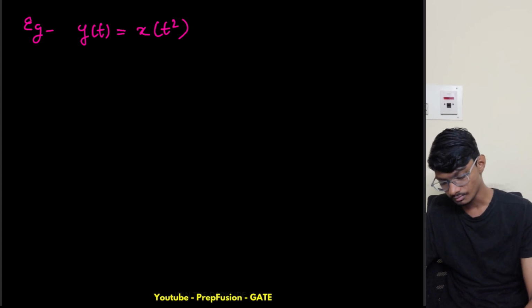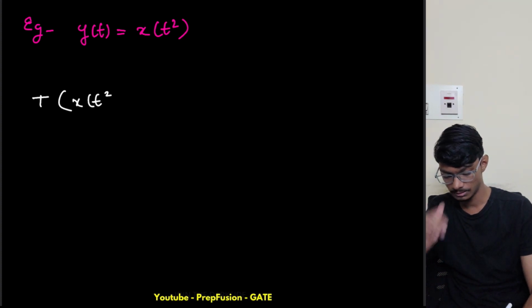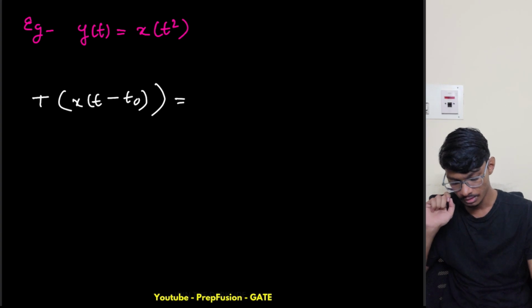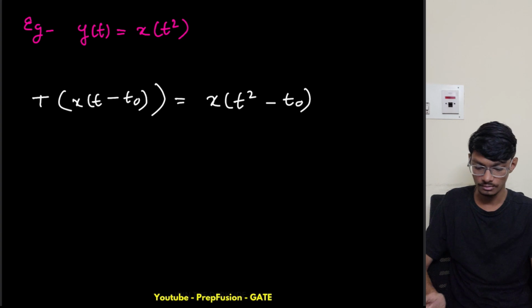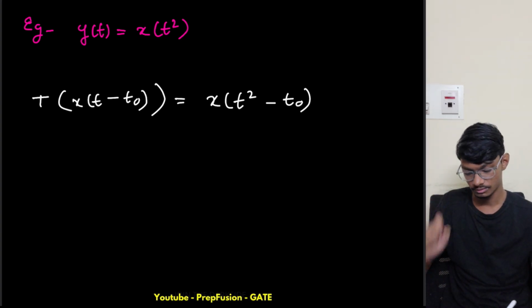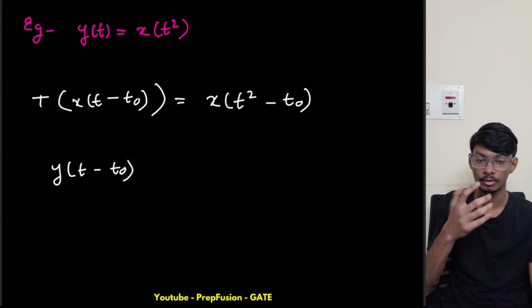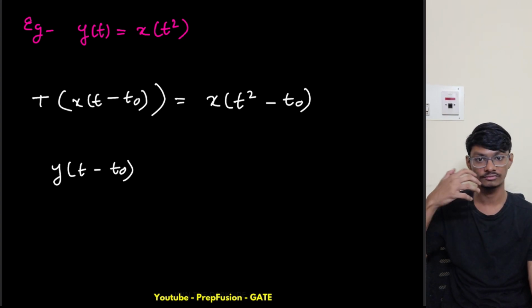Now let me find the response of x of t minus t naught. What will happen if you want to find the response of x of t minus t naught? I simply shift this whole signal by t naught. Now I need to find the output. If the input is shifted by t naught, the output should be shifted by the same amount for time invariancy. If it does not follow time invariancy, then the system will be time variant. That's why we check for time invariancy.